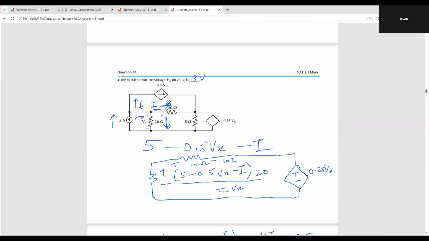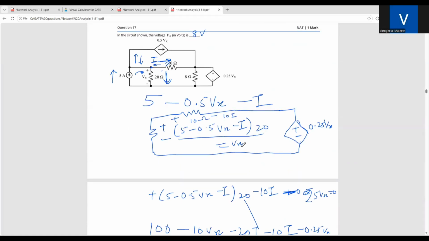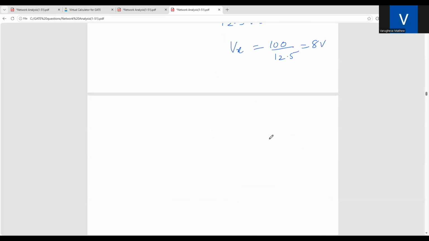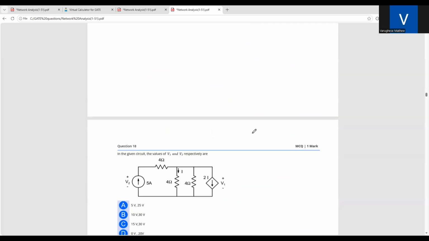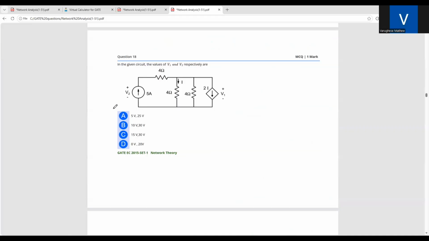In nodal analysis, you will assume the voltage. In mesh analysis, you assume the current. That's all. Okay, sir. So I don't think we have time for another problem. We have another 7 minutes. Okay, let us try to do it fast.